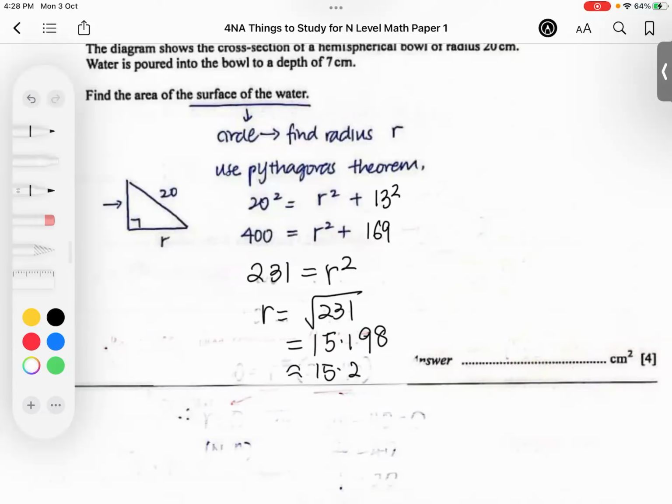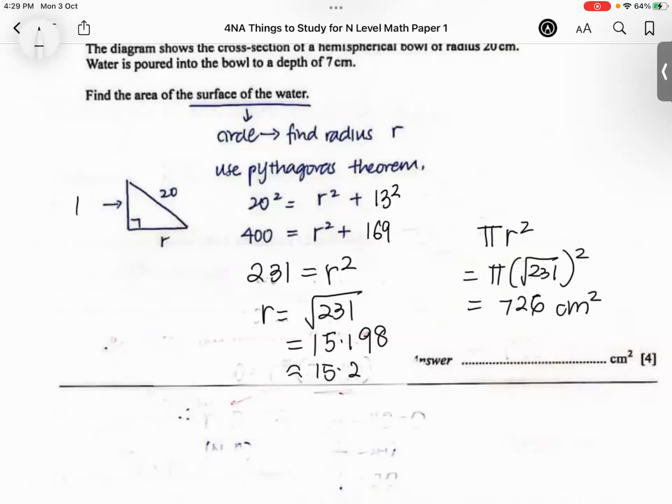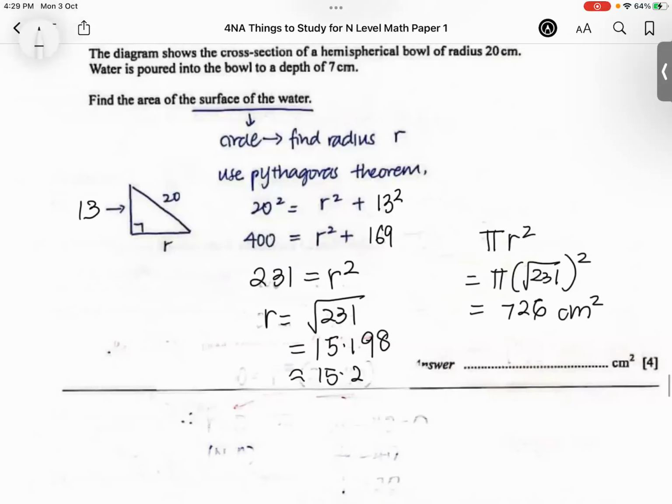So this one would be my radius. If they want to find the area of the water surface, it is pi r squared, which is pi times square root 231 squared, which gives me pi times the answer. Then I get 725.26 cm squared. This part I did wrongly because I thought it was r, but it's actually 7. So 20 minus 7 is 30. For this question, just tick.